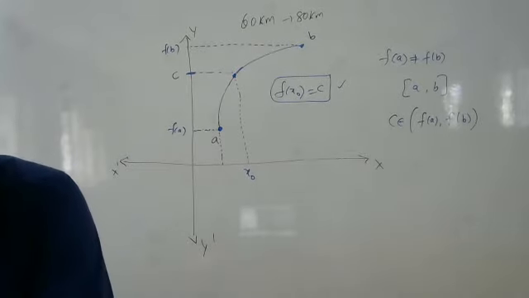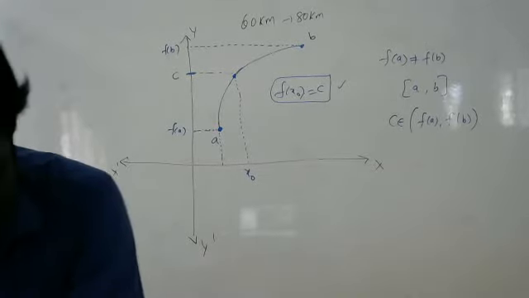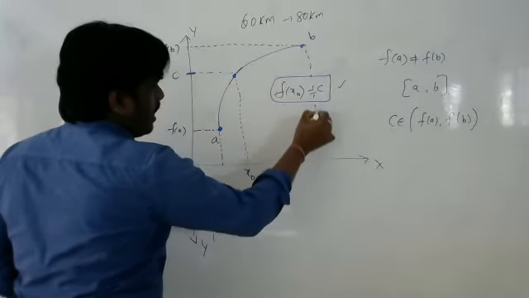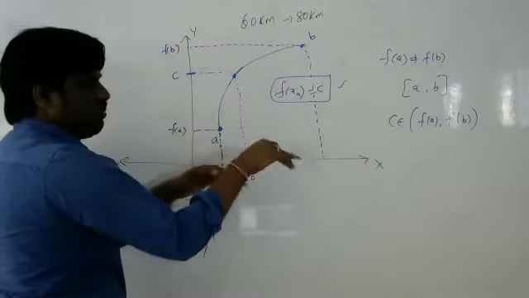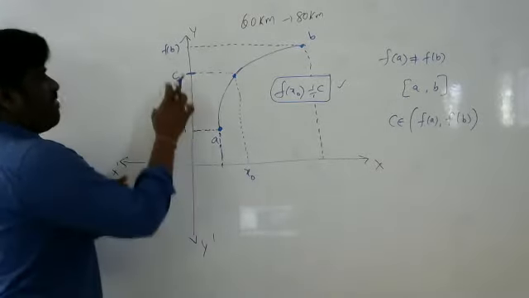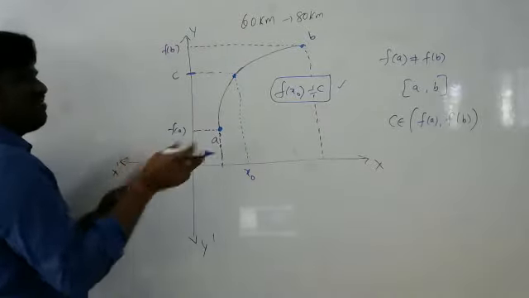I repeat again: if f is continuous on [A, B] and f of A is not equal to f of B, then for some value C between f of A and f of B, there is at least one number x naught in [A, B] for which f of x naught equals C. This is A, this is B, and in between he is going to stop at least one time. Whenever he sees a girl, he will stop at least one time.